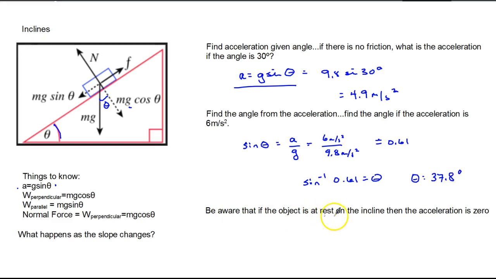Be aware that if an object is at rest on the incline, then the acceleration is 0. So if you have a problem that's set up with an object at rest on an incline, then the acceleration is 0. That's a little bit tricky because it'll give you values and you'll want to find an acceleration. But if it is at rest on the incline, the acceleration is 0. Be prepared.